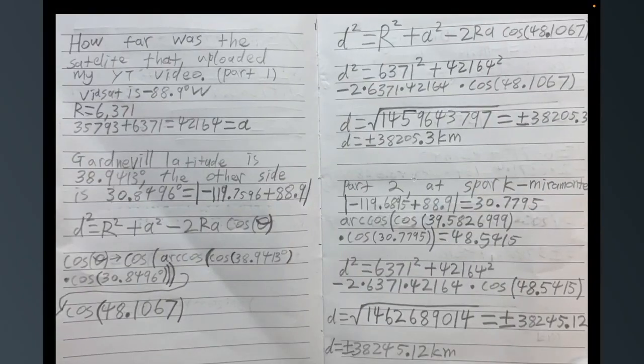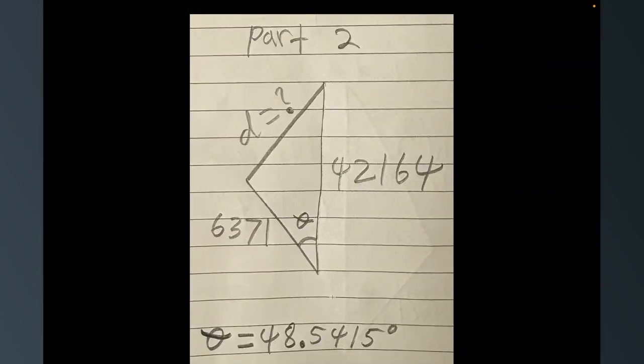Right here, the coordinates are this and this number, cosine of this number, times the cosine of the absolute value difference of this number, and then plus this number. Because this is a negative, the difference becomes a positive, the plus sign, because two negatives make a positive. Which is equal to this, and in total we get the degrees of this. So our angle theta in this case is 48.5415. This is our angle theta in our part 2.